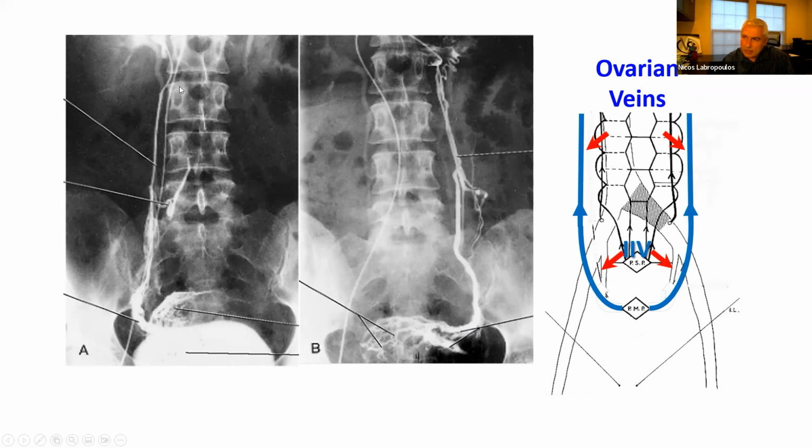And you can do it from the groin, but typically it's easier to come from the jugular vein to cannulate the ovarian vein on that side.